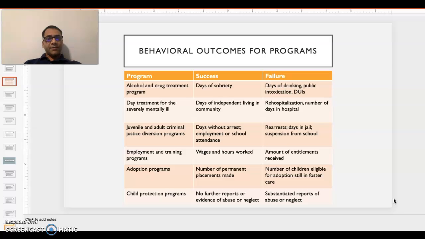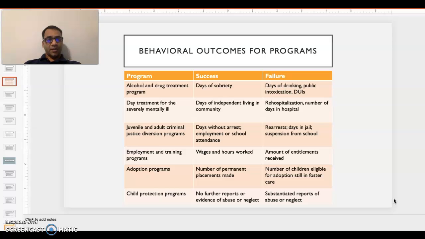These are some of the examples that are listed in the book. The program success and failure. What are the indicators of success and failure of a particular program? If the program is an alcohol and drug treatment program, the success must be measurable. It can be days of sobriety when one has not consumed alcohol or drugs. The failure can be measured as days of drinking, public intoxication, or DUIs.